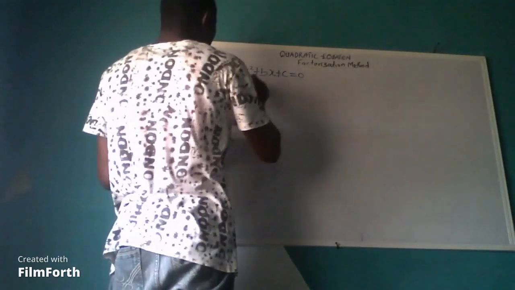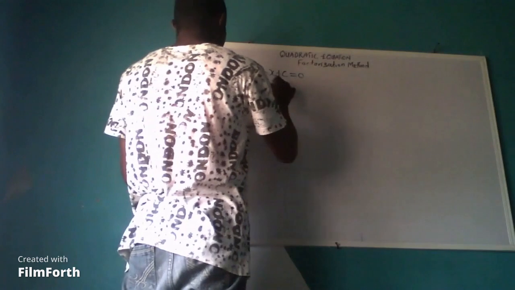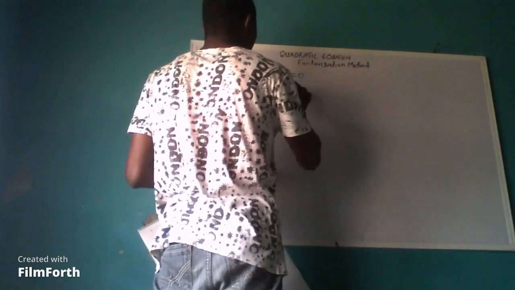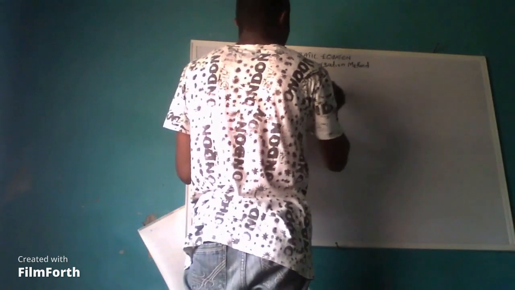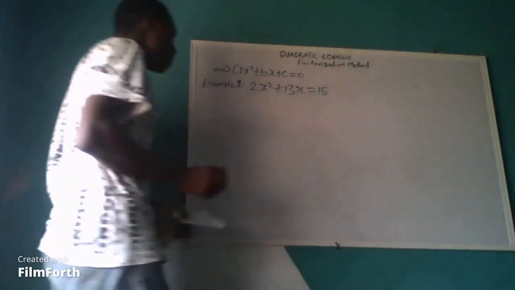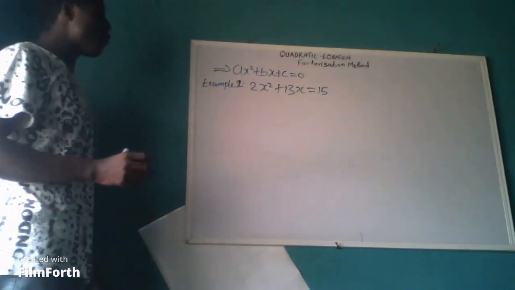Okay, the next example might be a little bit difficult. It's not difficult anyway, but it's not as straightforward as the first example. So example 2. In example 2, we have 2x squared plus 13x equals 15. In this example, we have the equation not in the form of the general equation.